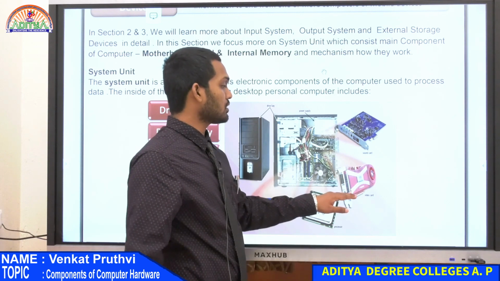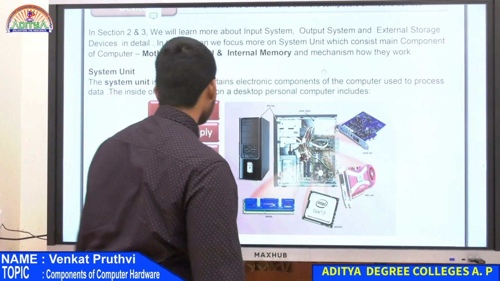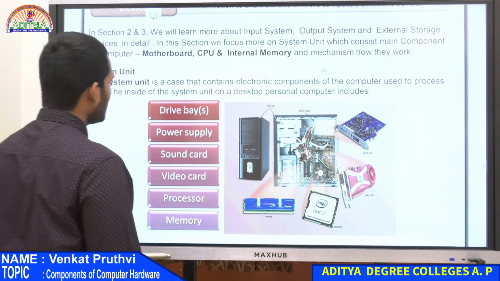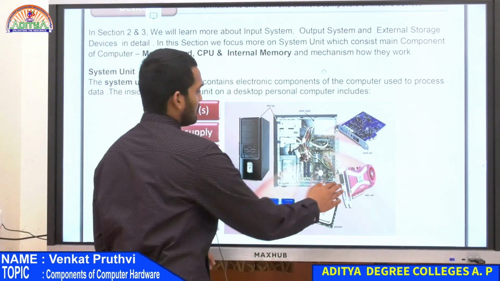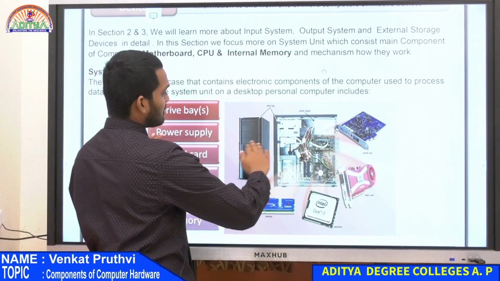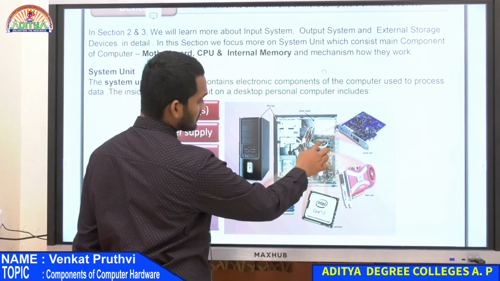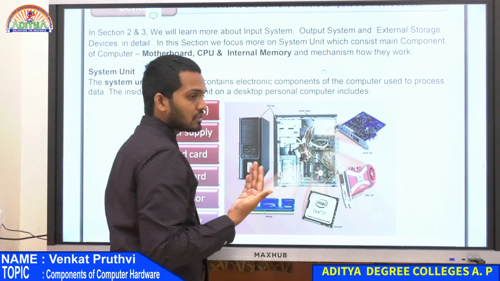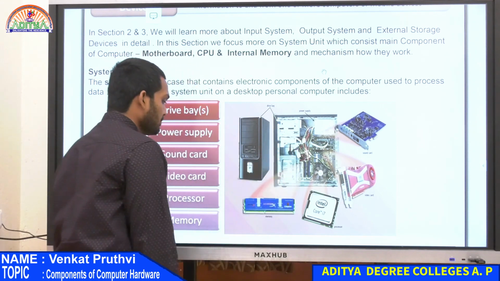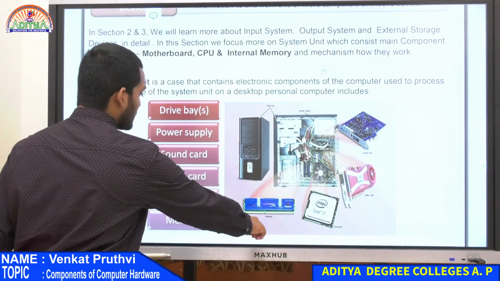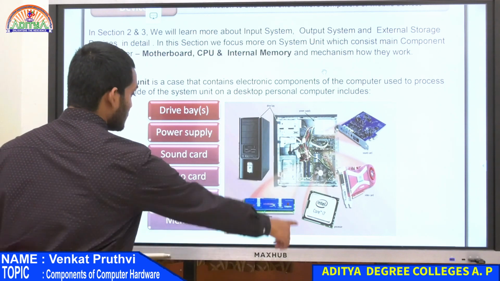And then this is your video card. So now we know what a video card looks like, what a sound card looks like, we know this power supply, and also we know the processor and memory. You have your memory in the motherboard included, or these days we are having it outside externally. So this is how your memory looks like, and this is your processor.